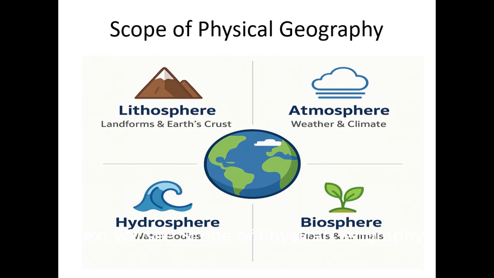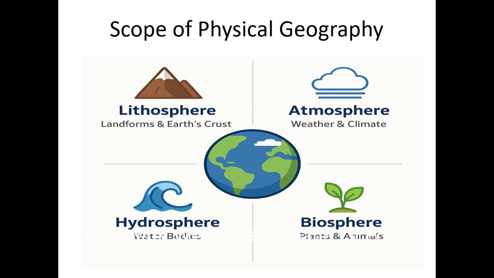Next, we'll see scope of physical geography. It covers the 4 Earth spheres: lithosphere, atmosphere, hydrosphere, and biosphere. First is lithosphere. It studies landforms like mountains, valleys, plateaus, and plains, and involves geomorphology, the science of Earth's surface features. It includes earthquakes, volcanoes, plate tectonics, erosion. Example: why the Himalayas are rising, because of plate collision activities.